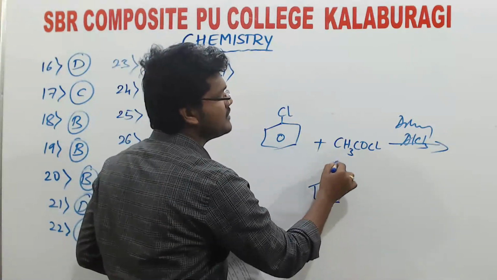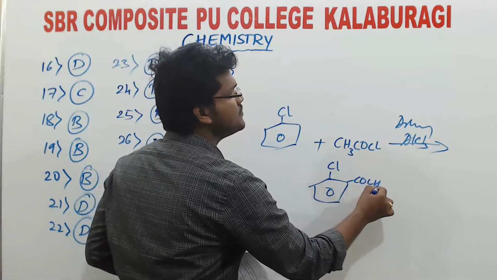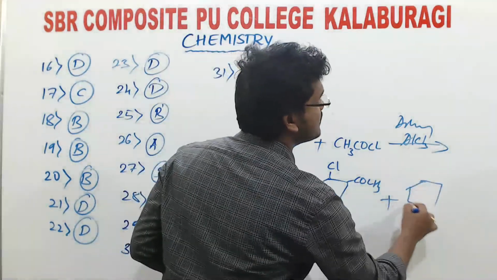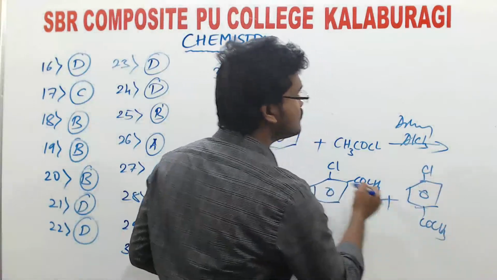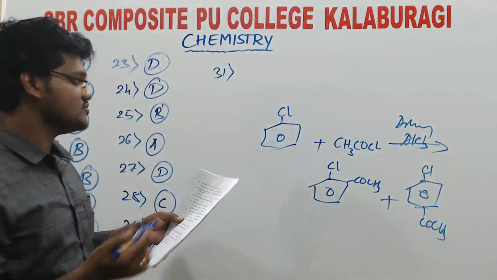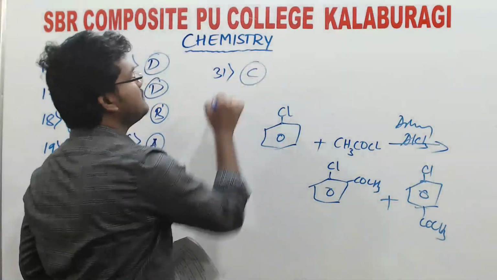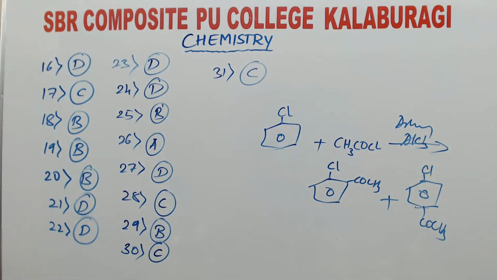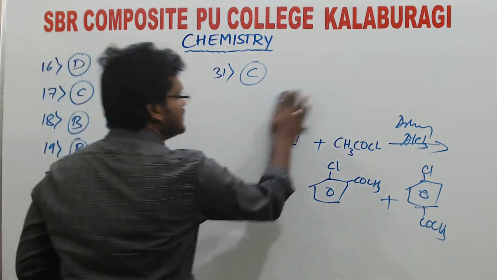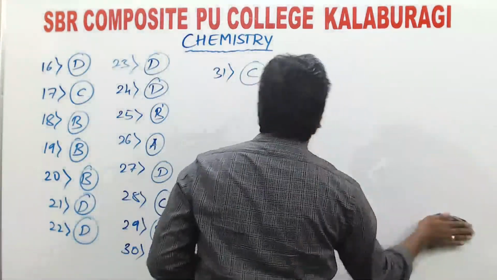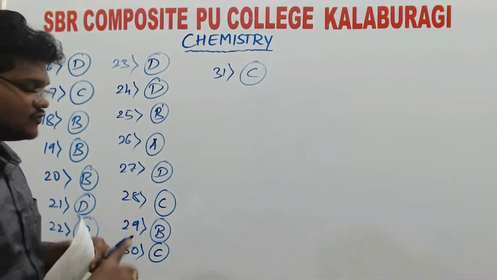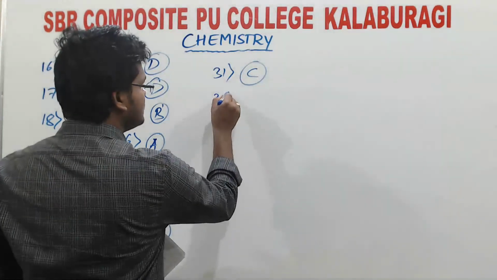I am going to get ortho-chloroacetophenone and I am going to get para-chloroacetophenone. So 31 is option number C. Correct? Let's go for the next question, 32.